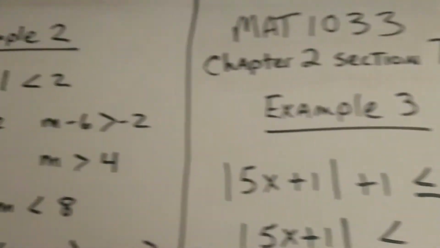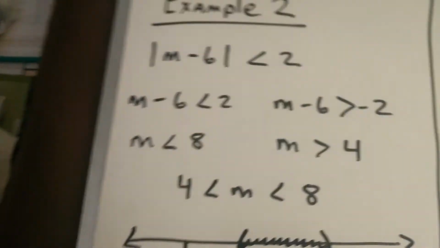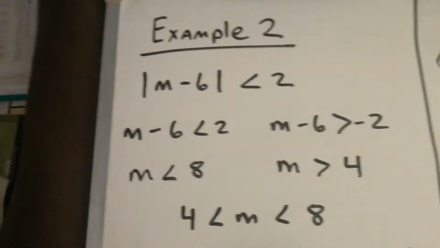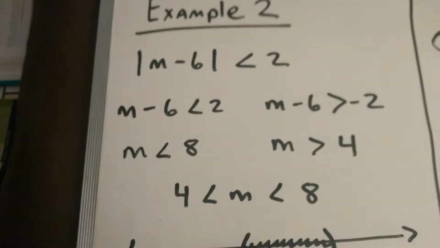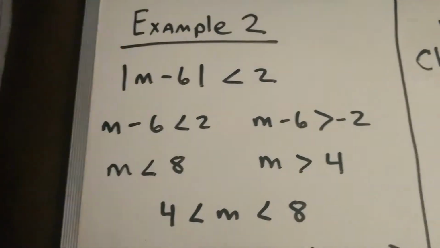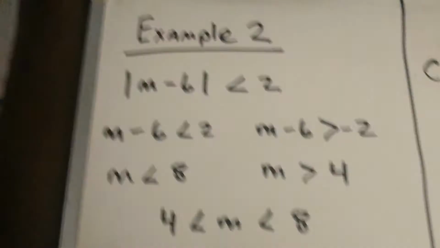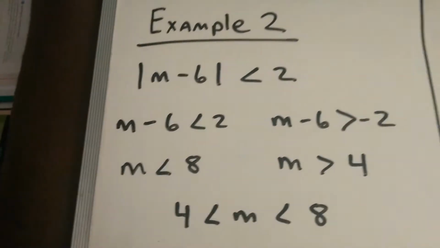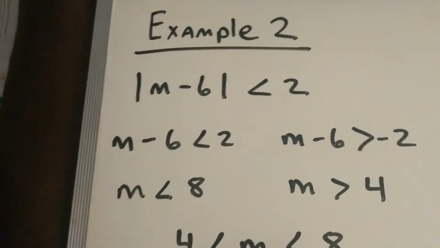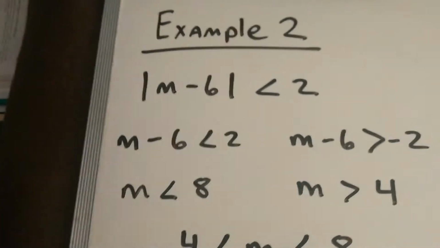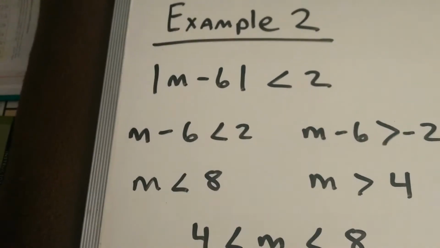Now, the two example problems I'm going over are the only two types of example problems you can expect to see on a test. So I highly suggest that when you do your 8 problems for the homework, you do these 8 types. All right, first of all, same rules as for absolute value equalities.